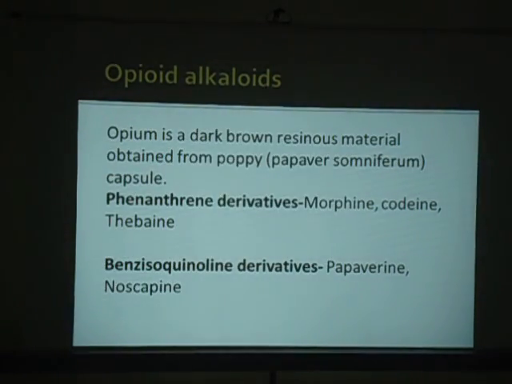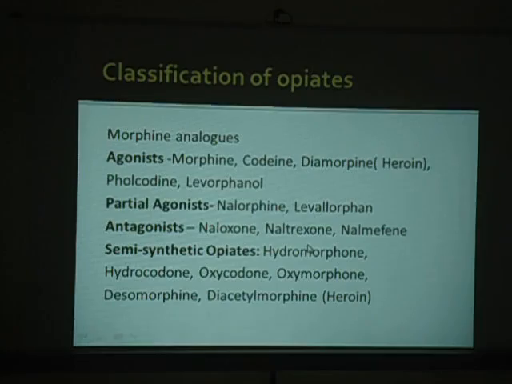Opium alkaloids are derived from Papaver somniferum. We have phenanthrene derivatives and benzylisoquinoline derivatives. The most commonly used pharmacological agents are derived from the phenanthrene group: morphine, codeine, and so on. You already know some characteristics of these agents, but the benzylisoquinoline derivatives have less prominent effects and need to be explored.